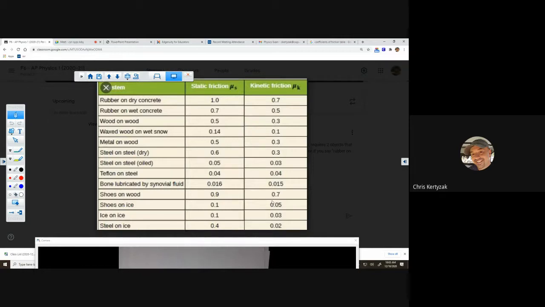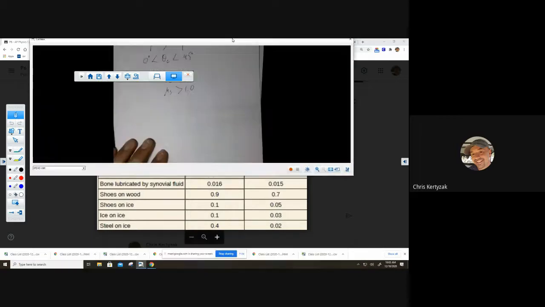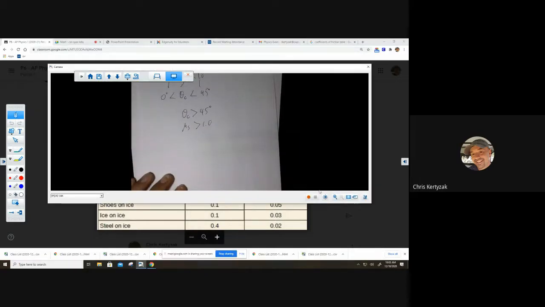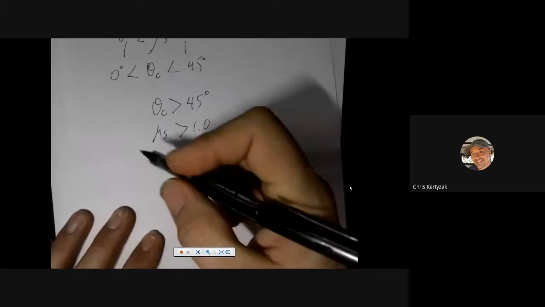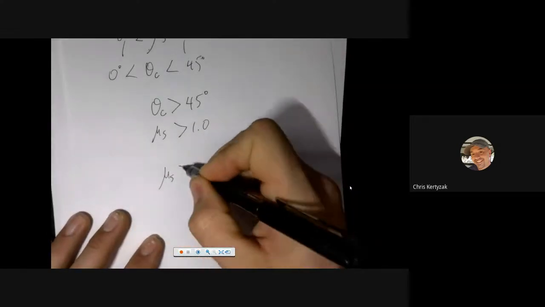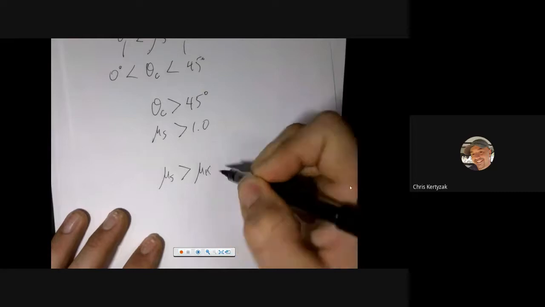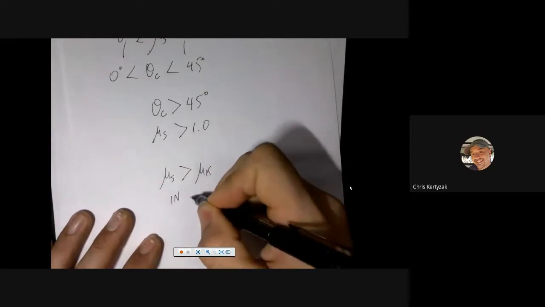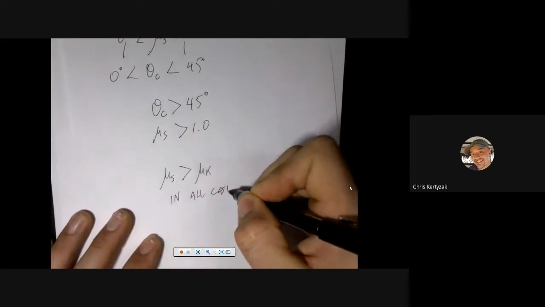Worth noting down. I recommend you write that. Coefficient of static friction is almost always, in fact, it might be always. I don't know if I've ever heard of an exception to that. Mu s is greater than mu k. Let's just go for it in all cases. I honestly don't know that I've ever heard of an example where that's not true. The last comment is, why would that be the case?